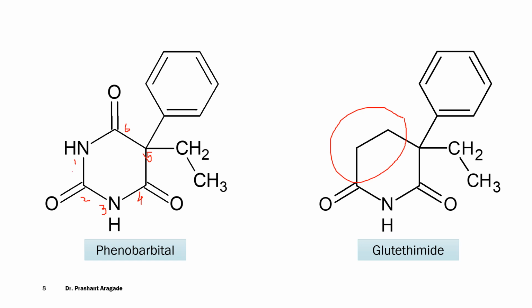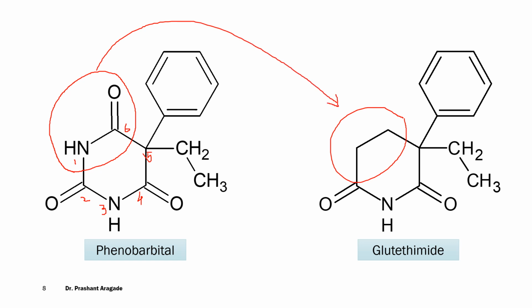Now, in the structure of phenobarbitone, the positions 1 and 6, if you remove them and keep the carbon as it is, it becomes the structure of glutathione. It's so simple. So, to remember the structure of glutathione, you first need to know the structure of phenobarbitone. And to remember the structure of phenobarbitone, it is very easy, as I have explained in my previous video on how to remember the structure of phenobarbitone.